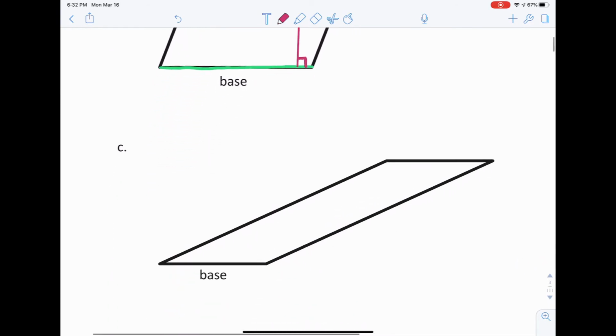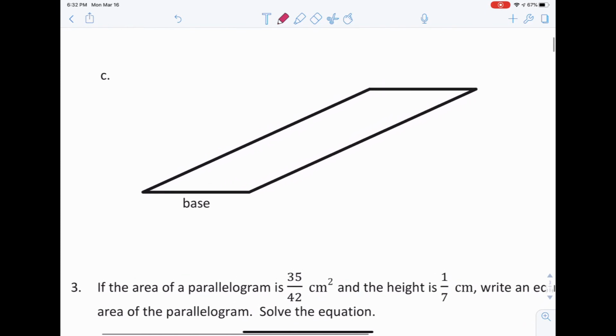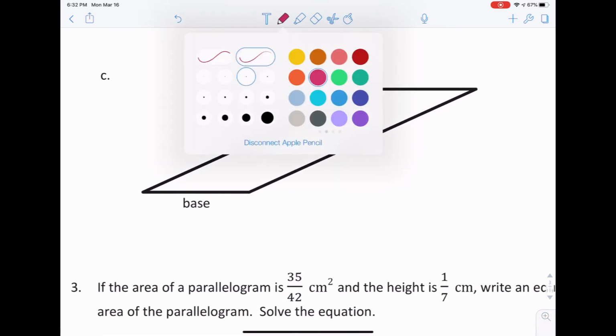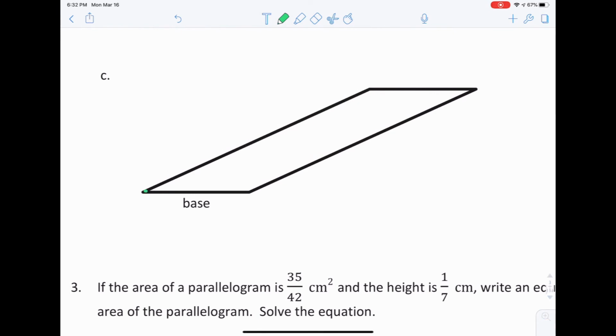Question C. This is the one that confuses students every year, and I want to see if you guys can get this one on your own. So recall, we need to identify the base. There's the base. The base is labeled for us. Now, what is the height? Where is the height of this parallelogram? I want you to stop and think, and I want you to do your best. Take a moment, pause this video long enough to go ahead and draw what you think is the height of this parallelogram.